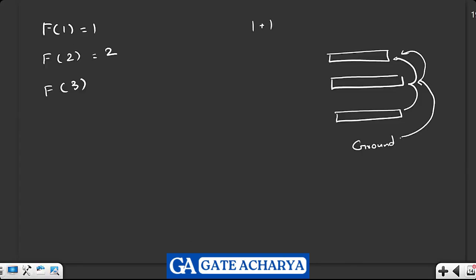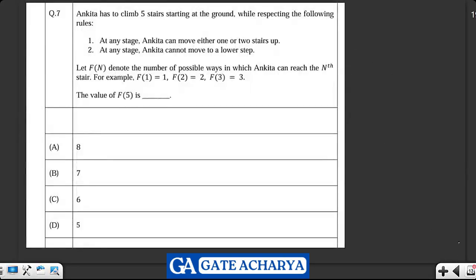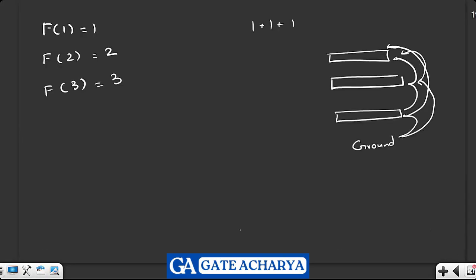Then another way is she can jump to this stair and directly jump to the third stair. That is the third way. That's how the value 3 came into the picture. F3 value is coming out as 3. Similarly, you have to find the value for 5 stairs. Let me show you how to manage 5 stairs.